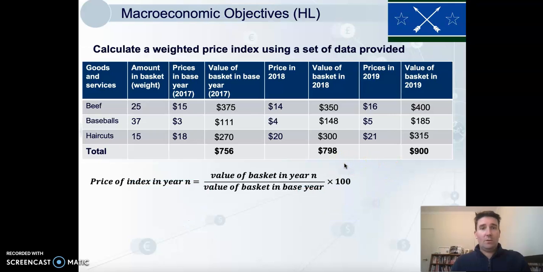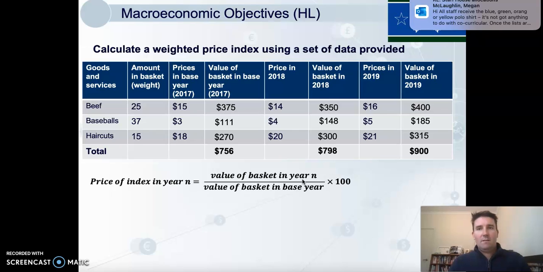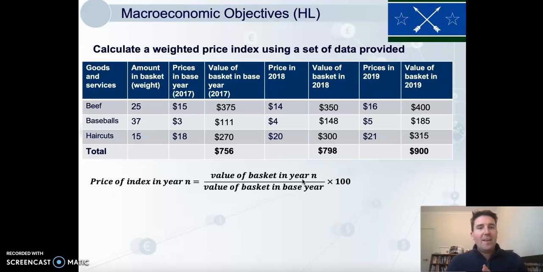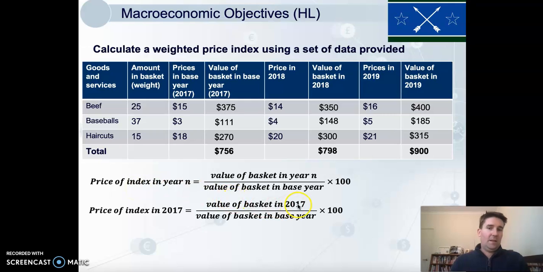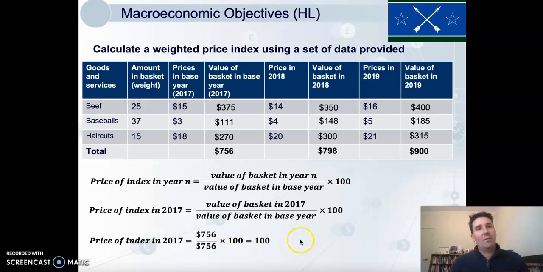Next, we are going to construct the weighted price index for the base year. So the equation is as follows, or it's down here. Price index in year N equals the value of the basket of goods and services in year N divided by the value of the basket in the base year, times 100. So you'll see here, the value of the basket in 2017 over the value of the basket in the base year, which is 756 divided by 756 times 100 equals 100.